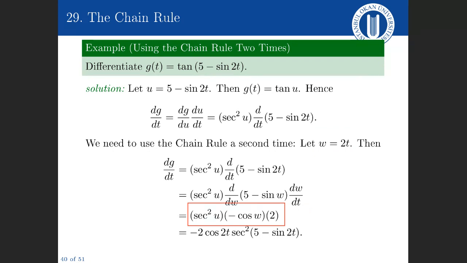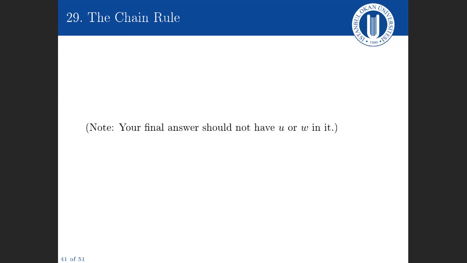Final answer should not include either u or w. We need to replace them by functions of t. Final answer, once we've substituted in and rearranged a little bit, is minus 2 cos 2t, sec squared of 5 minus sine 2t. And just to repeat what I've been saying, the final answer should not have u or w in it. The final answer should only be a function of t.